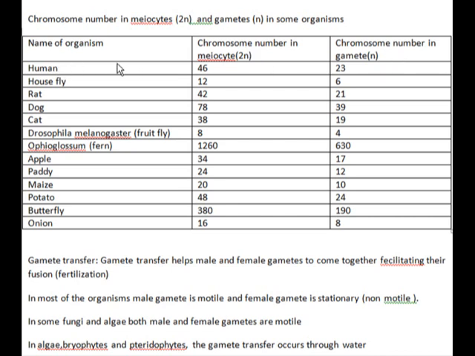Human beings, the diploid number is 46, the gametic number, haploid number is 23. For Drosophila, diploid number 8, haploid number 4. In the rat it is diploid number 42, haploid number 21. For dog, diploid number 78, haploid number 39, and so on.